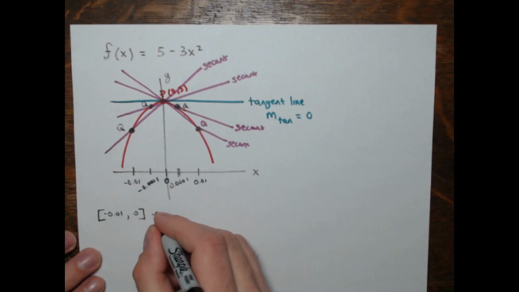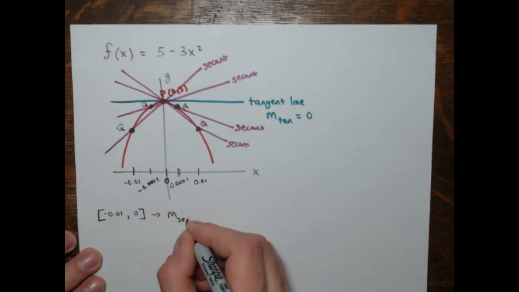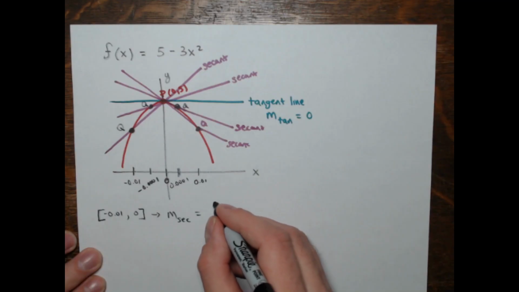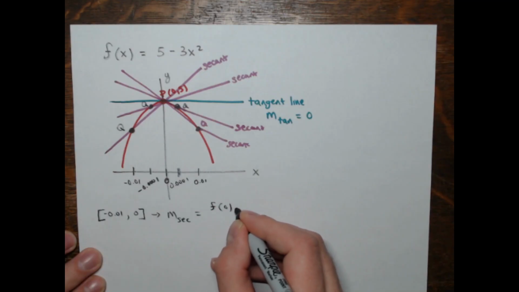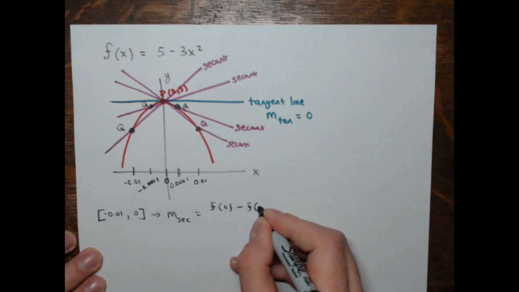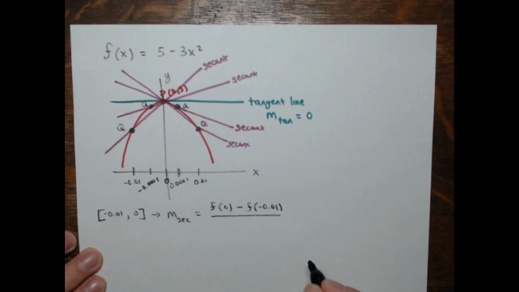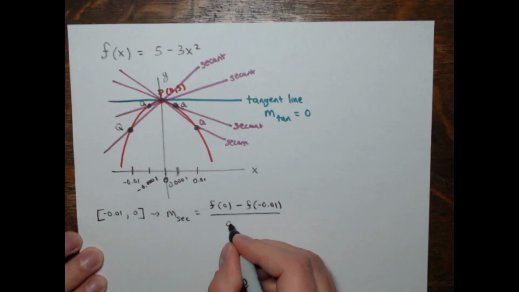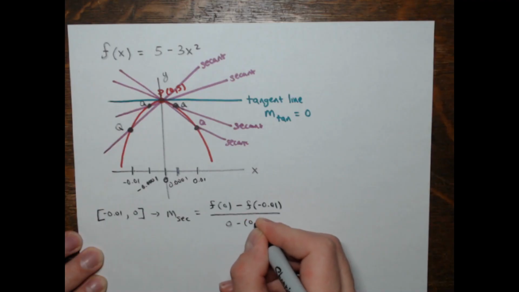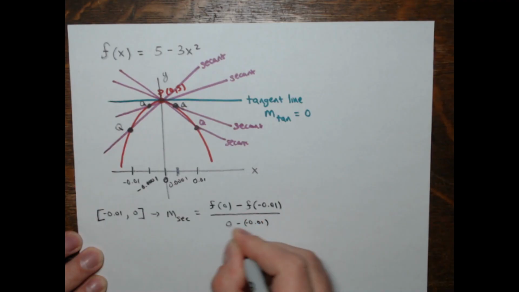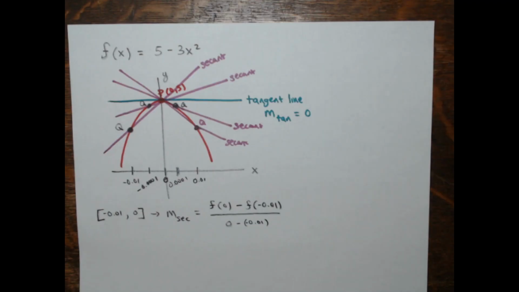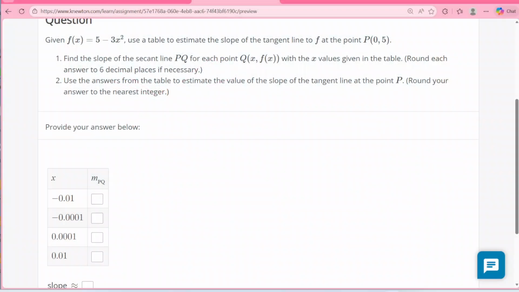So the slope of the secant line, the average rate of change, again, it's going to be the value of f at 0 minus the value of f at negative 0.01. There's your rise, and then divided by 0 minus negative 0.01, right? So that'll be positive 0.01. Right. So I'm going to just go to the calculator for that.